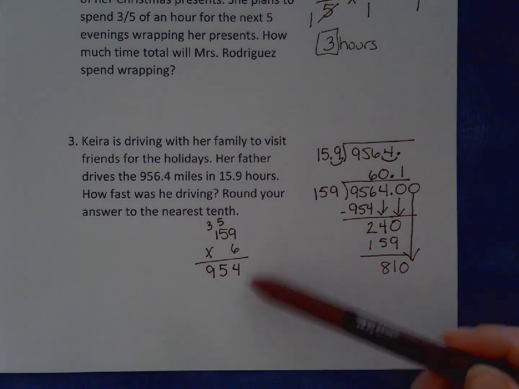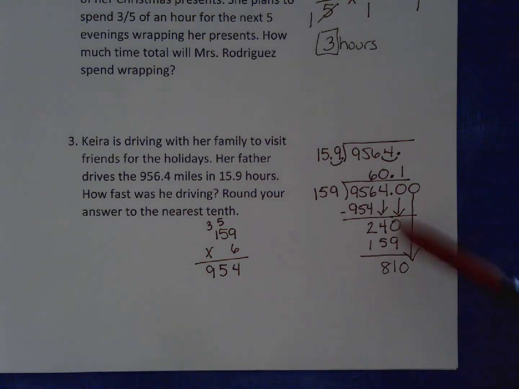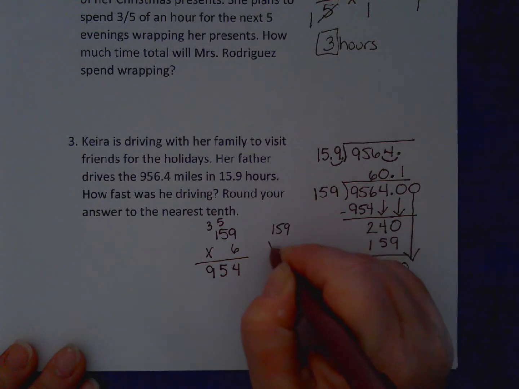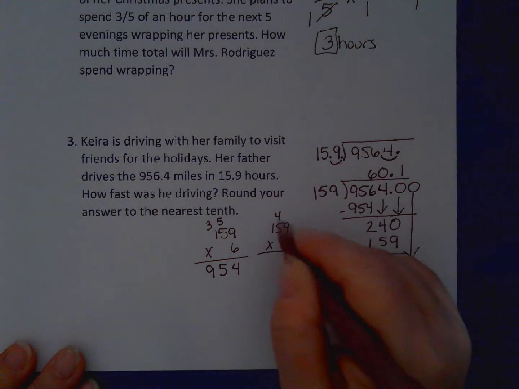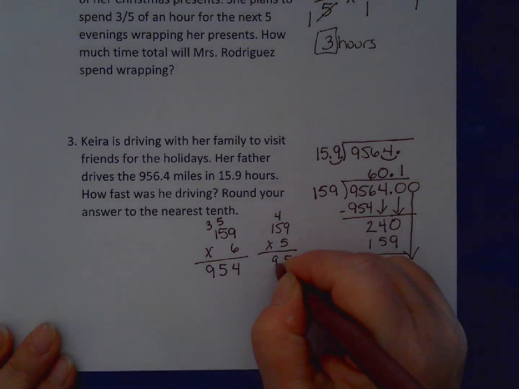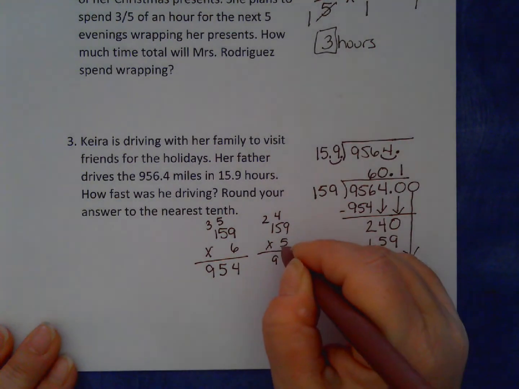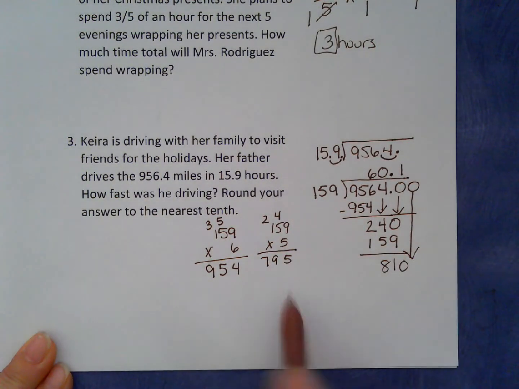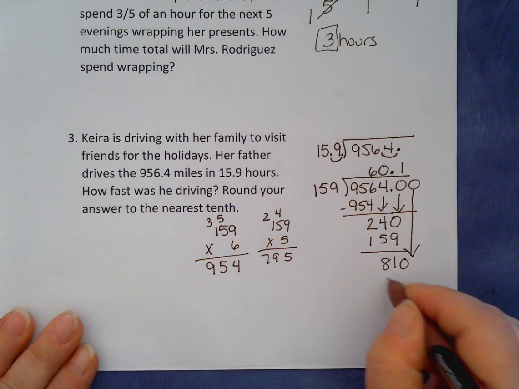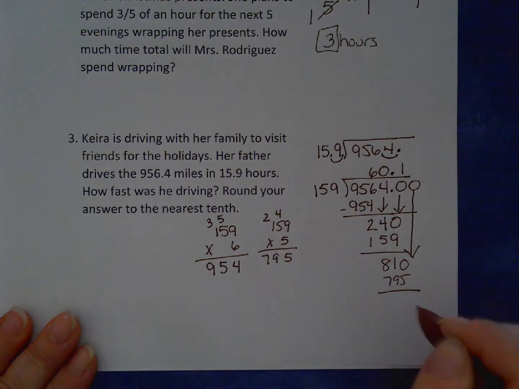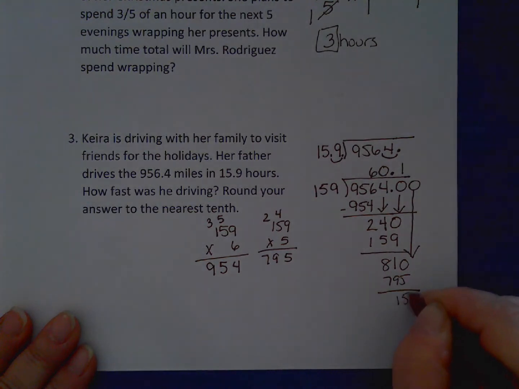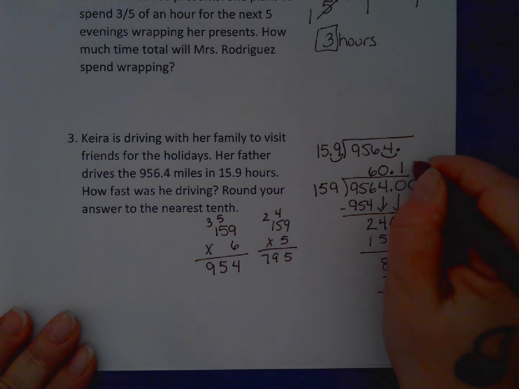Well, remember, before we did 6 times 159 gave me 954. So let's try 5. 159 times 5. 5 times 9 is 45. 5 times 5 is 25 plus 4 is 29. 5 times 1 is 5 plus 2 is 7. And that works perfectly, 795. Okay, well now I've got to subtract. That is going to give me 15. Oops, I forgot to put my 5 up here.